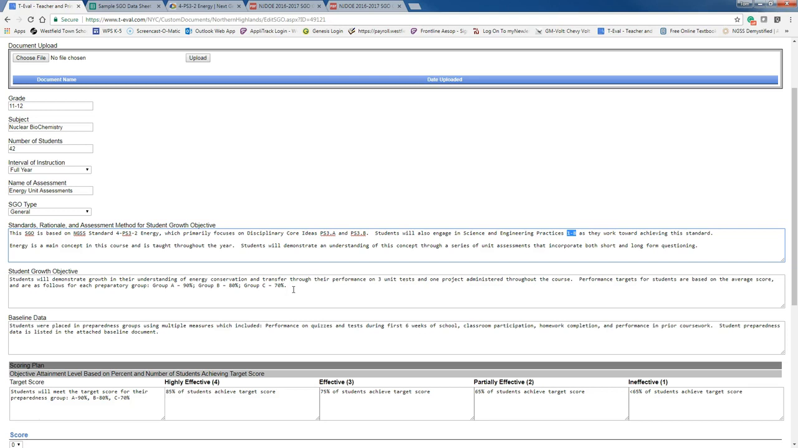You may be thinking, oh, well, I'll have a couple kids that'll fail. That's one of the things about the SGO. We're trying to push student achievement. So really, when we target, we want all students to pass and to pass well.